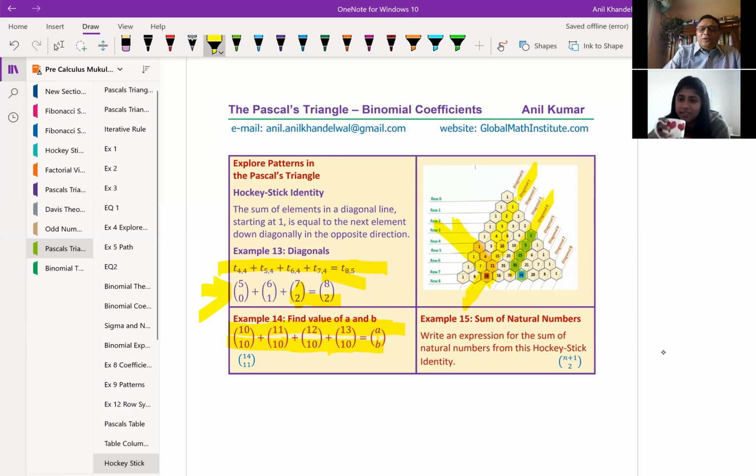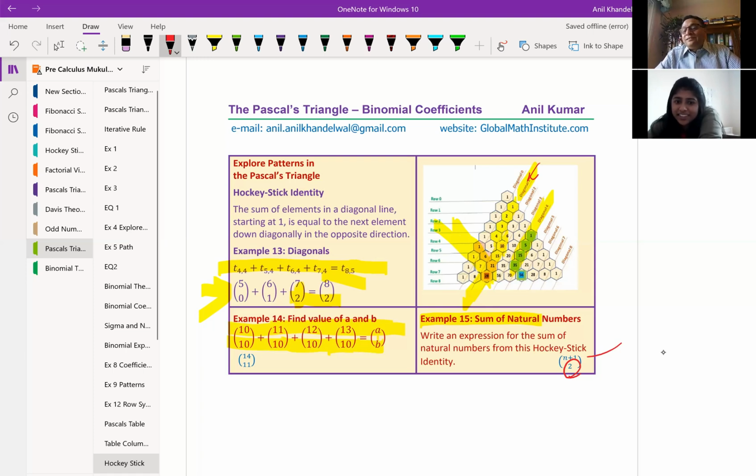Perfect. And now here is an examination question, example 15. Can you read and answer? Okay, so write an expression for the sum of natural numbers from this hockey stick identity. I'll keep this as a homework for you. So natural numbers are in diagonal 1, and you're moving in this particular direction. Therefore, the sum will always be in diagonal 2, correct? And one number more, so we get n plus 1. Do you get the idea? Oh, yeah, because the natural numbers are in diagonal 1, we have to find the answer in diagonal 2. And wherever you end, increase the row number.